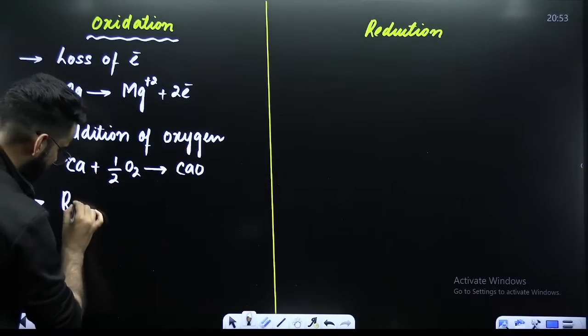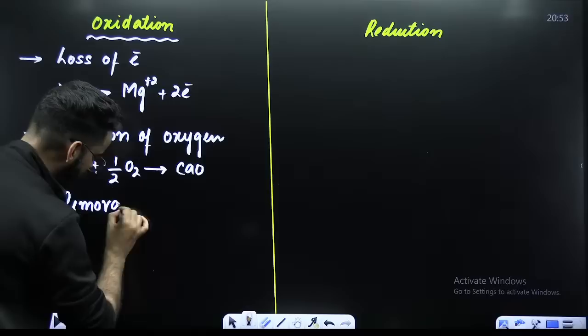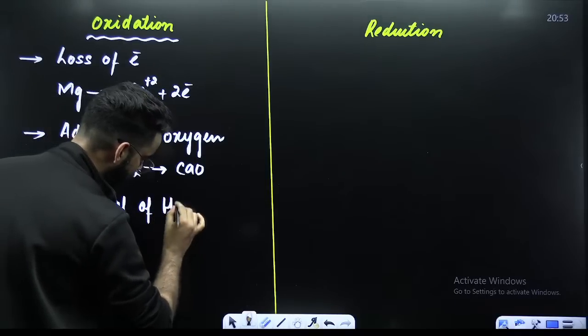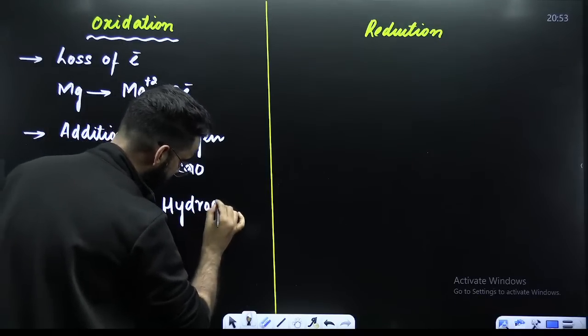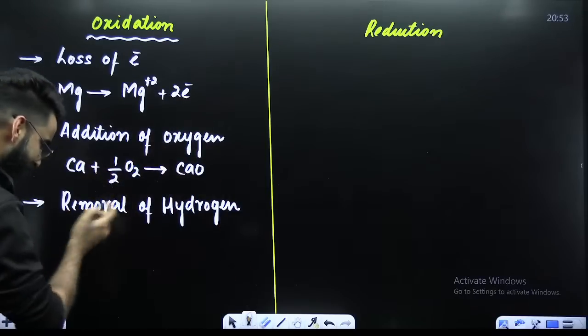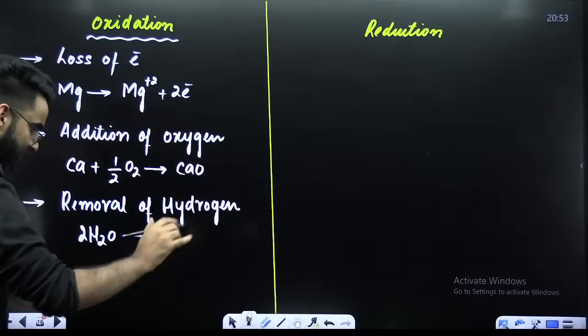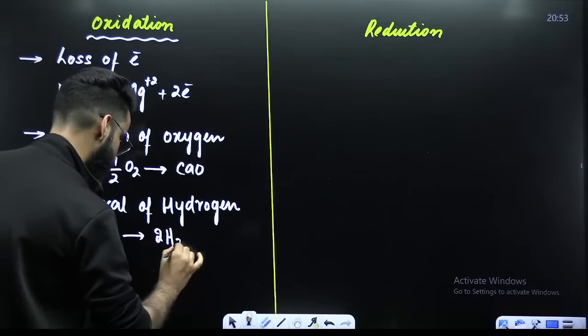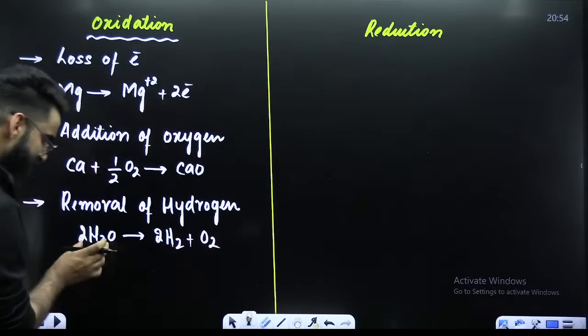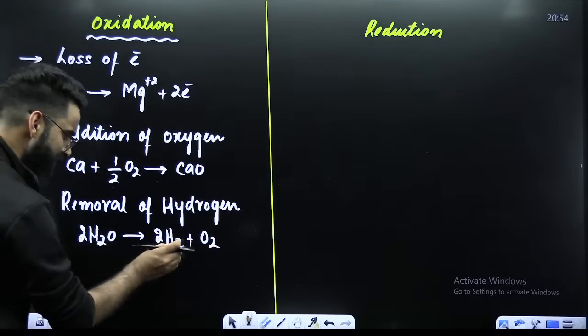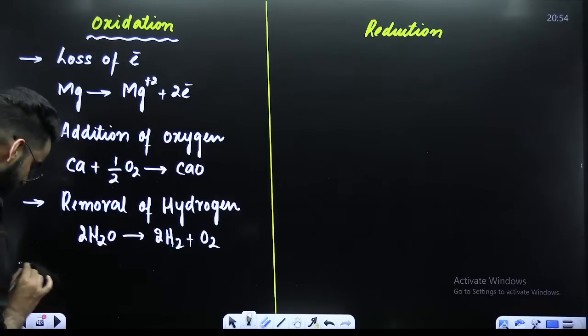Now, the third definition, that is the removal of hydrogen. Now, my dear students, let's say you have got a reaction like this, 2 times H2O. Let's say I'm taking hydrogen out of it. So 2 times H2 plus O2. In this particular reaction, what is happening? Hydrogen is being removed. Removal of hydrogen is also called as oxidation.